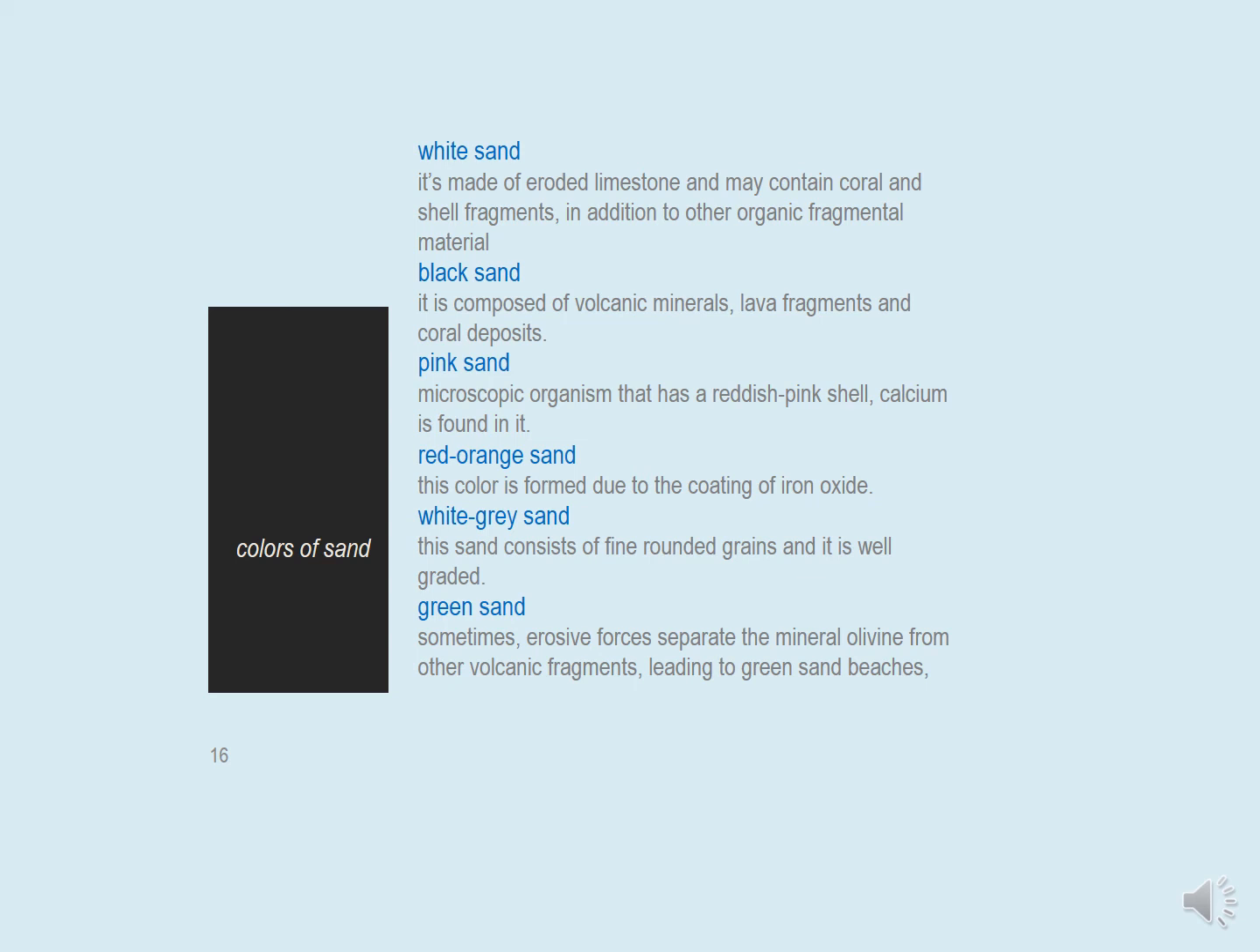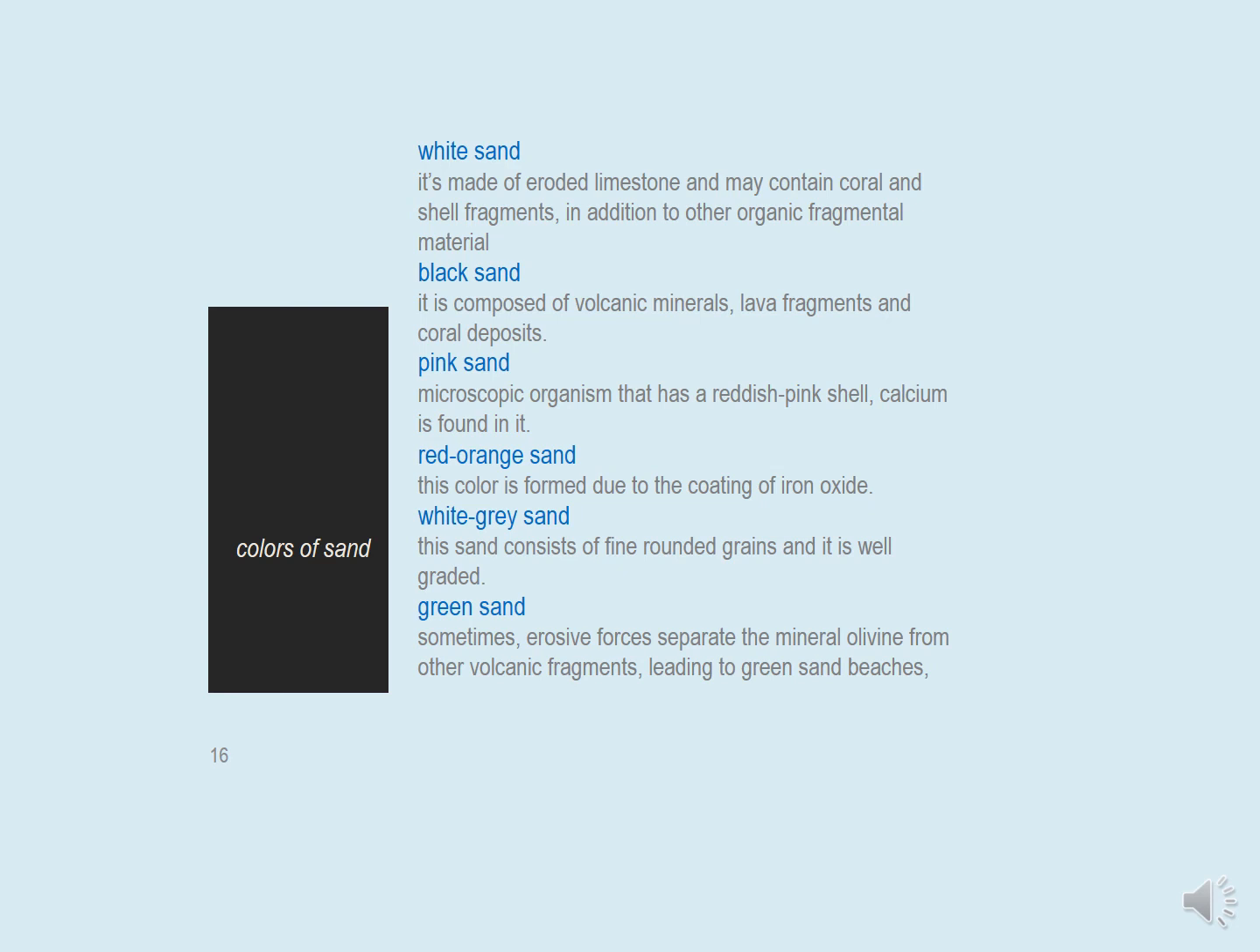Okay, so we have different colors of sand. The white sand is made of eroded limestone and may contain coral and shell fragments, in addition to other organic fragmental material. The black sand is composed of volcanic minerals, lava fragments, and coral deposits. Then the pink sand comes from a microscopic organism that has a reddish pink shell, and you can find calcium in it. Then we have the red-orange sand, and the color of this sand is formed due to the coating of iron oxide.